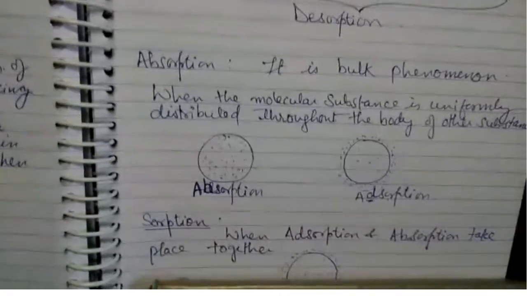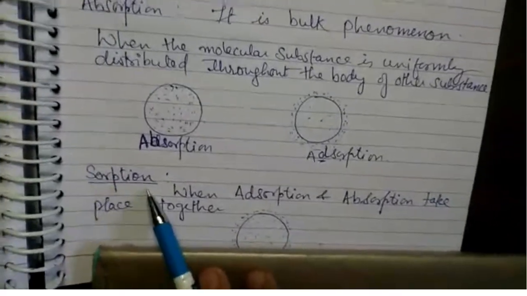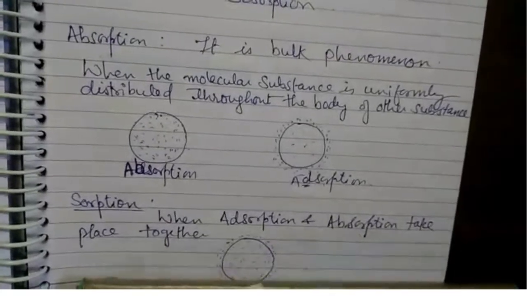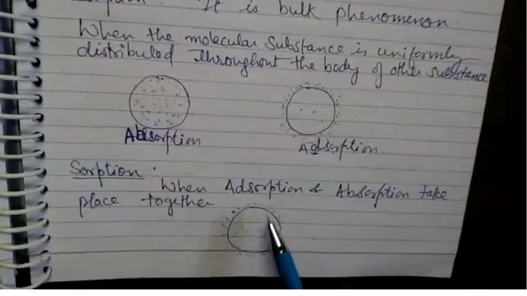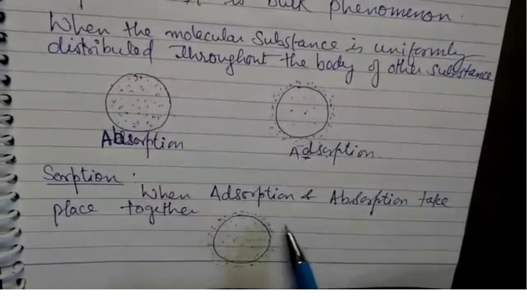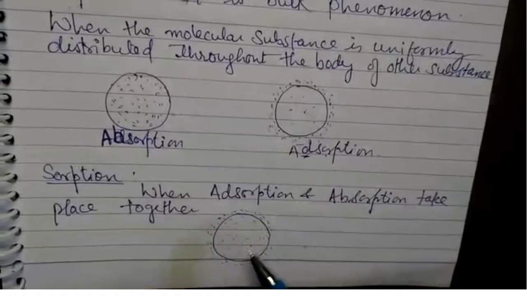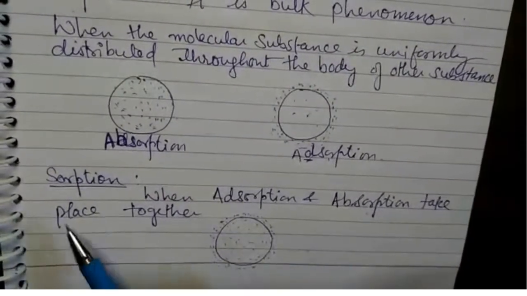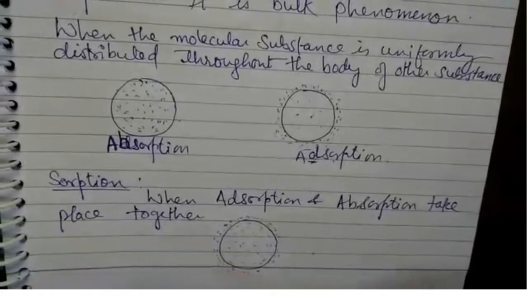Then another term comes, known as sorption. Sorption means when adsorption and absorption take place together, meaning the concentration of the liquid or the gaseous molecule is uniformly distributed throughout the surface as well as in the bulk. When both the processes are taking place, it is known as sorption.